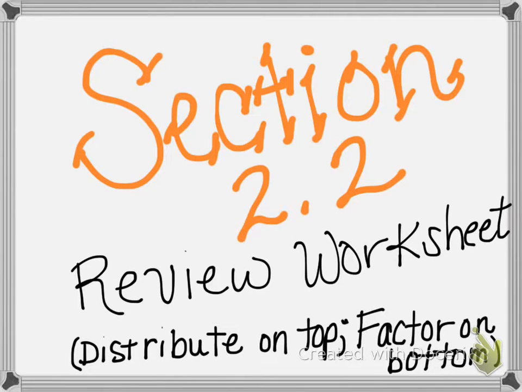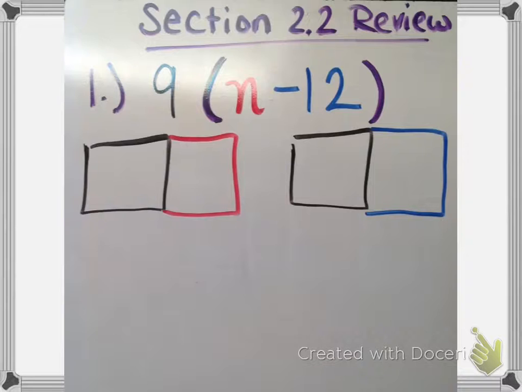This is homework help for the Section 2.2 review worksheet, where you have the distributing on the top and the factoring on the bottom. The first section is for distributing. Remember, we use the colors to help us distribute whatever the number is outside of parentheses. What is your answer first?